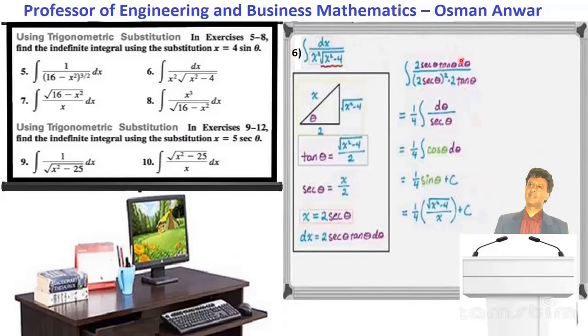Then when you substitute, you will end up with the integration of 1 over 4 cosine theta d theta. When you integrate that, it is 1 over 4 sine theta plus c. Then when you draw this triangle, this is theta. So sine is opposite over hypotenuse, which is square root of x squared minus 4 over x. Okay.